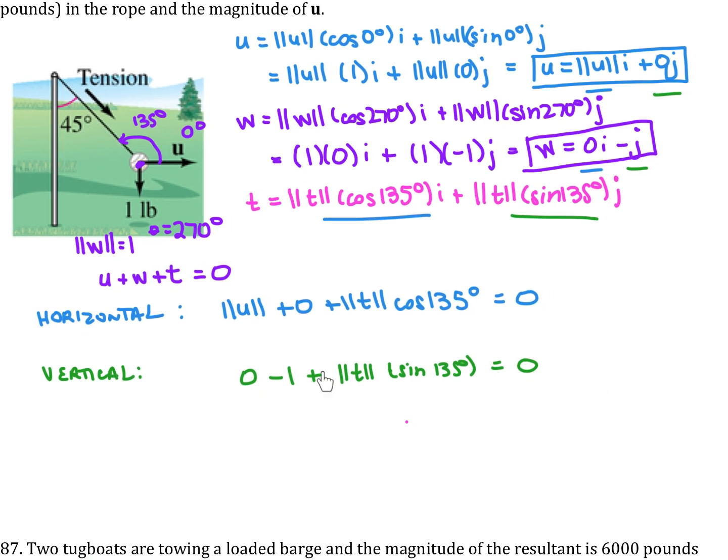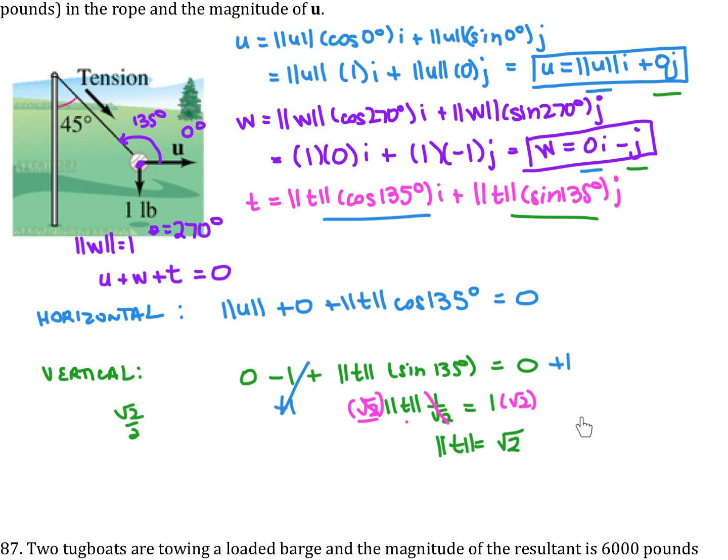Now in this vertical equation, we really just have one variable, so let's solve for that. Let's add 1 to both sides. So now we have the magnitude of T times sine of 135 degrees. Sine of 135 degrees is positive 1 over root 2, or you can think about that as root 2 over 2, either one. And so the magnitude of T times 1 over root 2 equals 1. Then to isolate T, we multiply by the square root of 2 on both sides. So now we see the magnitude of T equals the square root of 2.